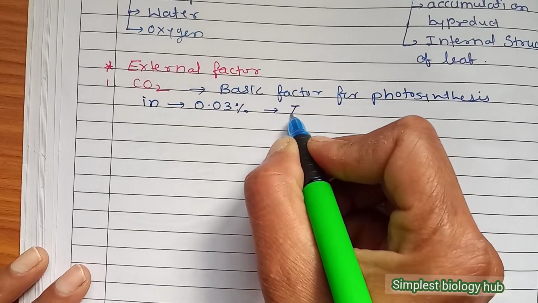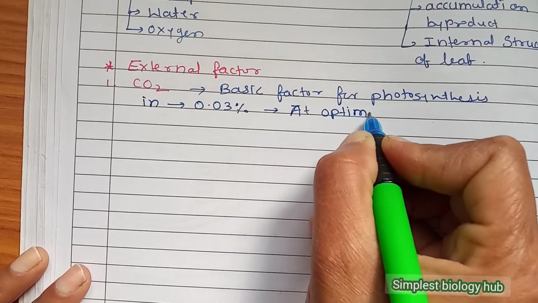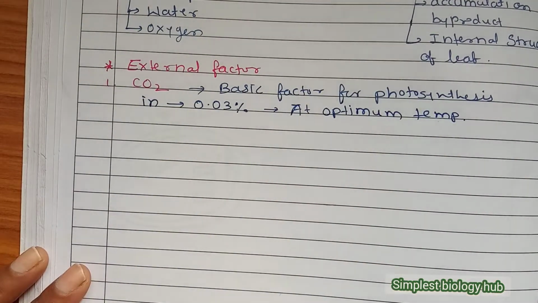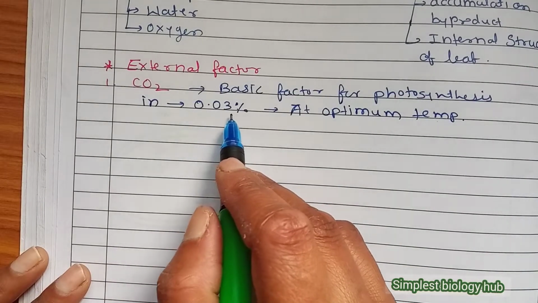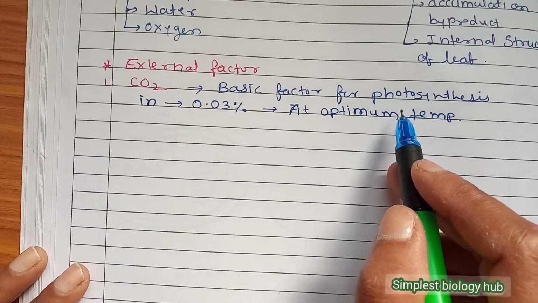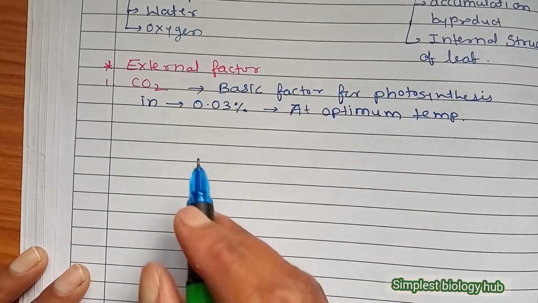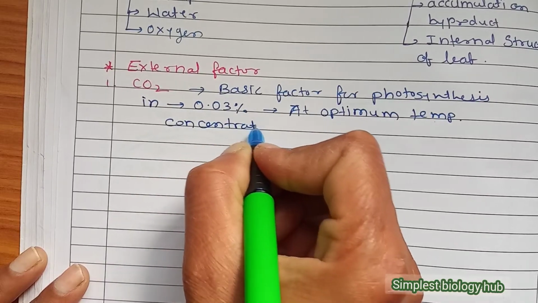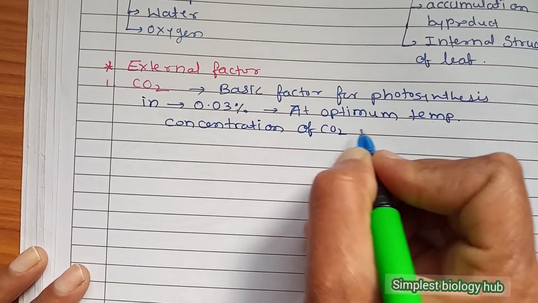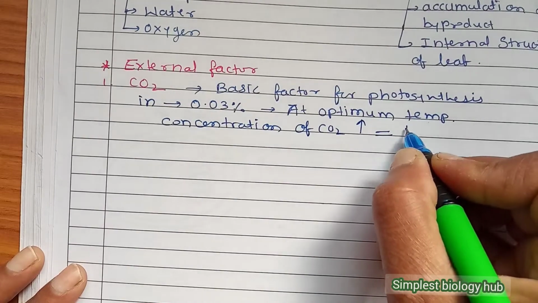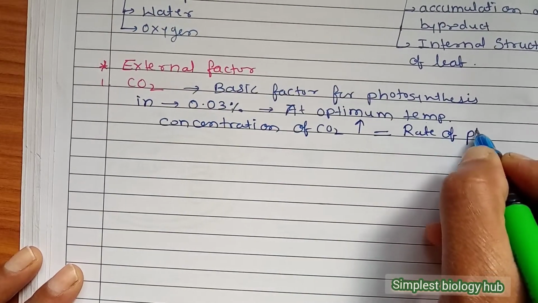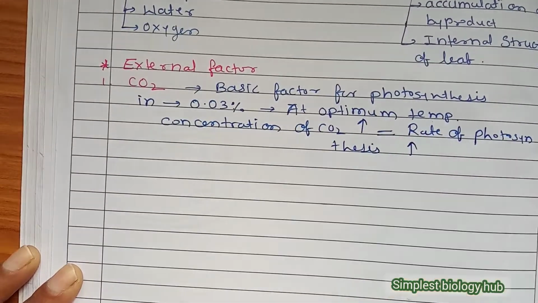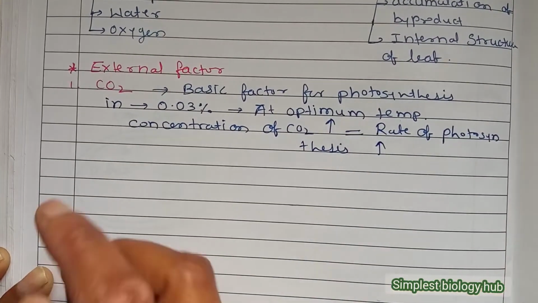At optimum temperature, if the carbon dioxide provided to the plant is increased beyond 0.03%, then the rate of photosynthesis increases. So we say, if the concentration of CO2 increases, then the rate of photosynthesis also increases. It is directly dependent on the rate of photosynthesis.